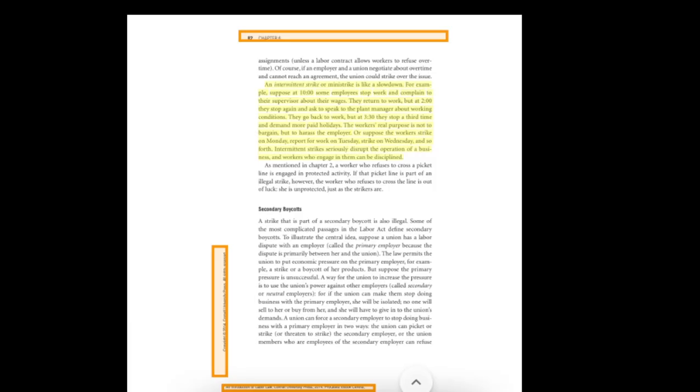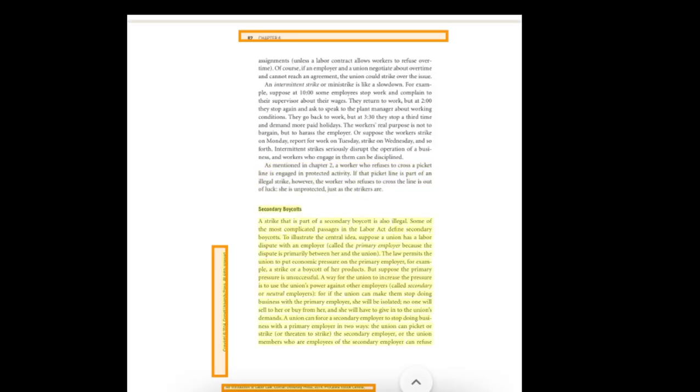Or suppose the workers strike on Monday, report for work on Tuesday, strike on Wednesday, and so forth. Intermittent strikes seriously disrupt the operation of a business, and workers who engage in them can be disciplined. As mentioned in Chapter 2, a worker who refuses to cross a picket line is engaged in protected activity. If that picket line is part of an illegal strike, however, the worker who refuses to cross the line is out of luck. She is unprotected, just as the strikers are.